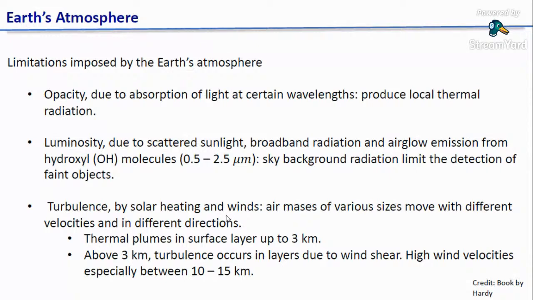Let us look at what limitations are imposed by the Earth's atmosphere. Number one is opacity. Since the radiation or the light at certain wavelengths is absorbed, it produces local thermal radiation, which causes loss in the opacity. Another thing that is lost is the luminosity due to scattering of sunlight, broadband radiation, air glow emission, and all these things. And of course, the turbulence by the movement of solar winds and all these things. These can create a lot of turbulence, or distortion, to the wavefront of the light waves coming from a distant source.